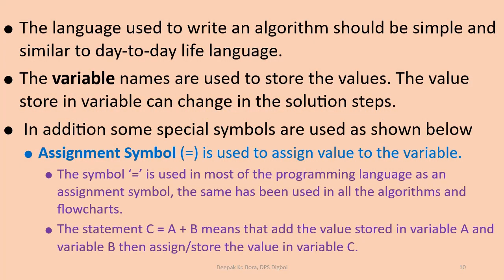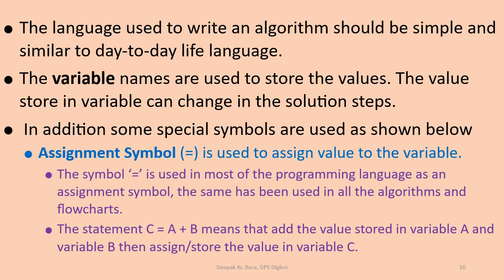The language used to write an algorithm should be simple and similar to day-to-day life language. Second, the variable names are used to show the values. The values stored in a variable can change in the solution steps. In addition, some special symbols are used as shown below. First, assignment symbol, that is equal to, is used to assign value to the variable. The symbol equal to is used in most of the programming languages as an assignment symbol. The same has been used in all algorithms and flowcharts.